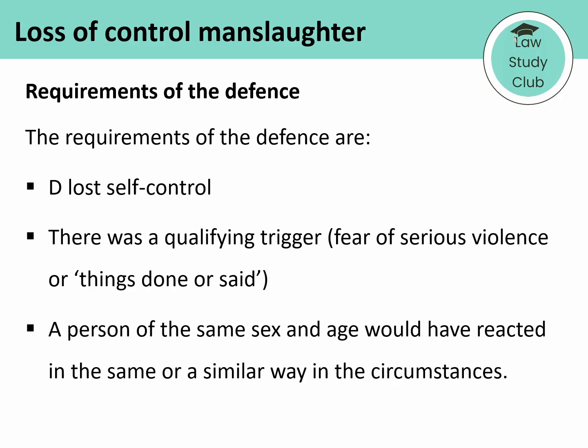Now, the requirements of the defence of loss of control come from section 54 of the Coroners and Justice Act 2009, which replaced an old defence called provocation. And the requirements of the defence are: the defendant must have lost self-control, there must have been a qualifying trigger, which was either the fear of serious violence or things done or said, and then there's an objective test that a person of the same sex and age would have reacted in the same or a similar way in the same circumstances.